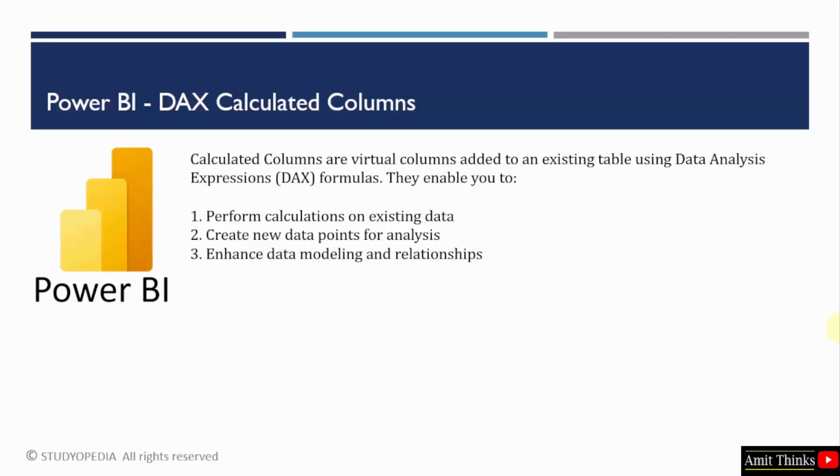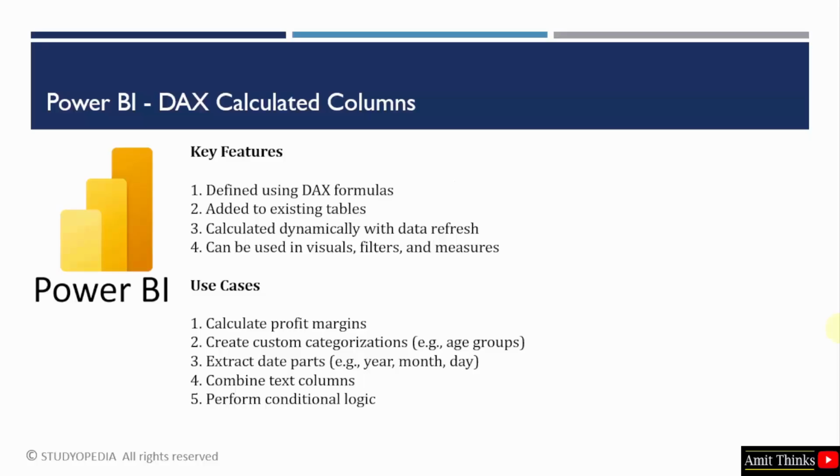These are the columns that you add to a data model in Power BI. These columns are computed from other data in your data model, allowing you to create new data points based on existing ones. They are created using formulas and are not considered a part of the original data source. Here are the features. You can add it to existing tables. It can be used in your filters also.